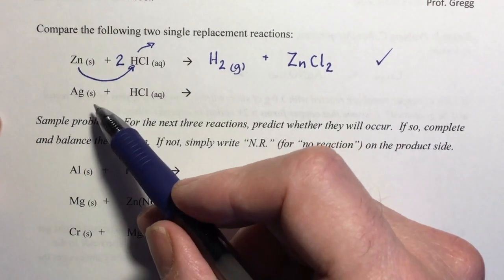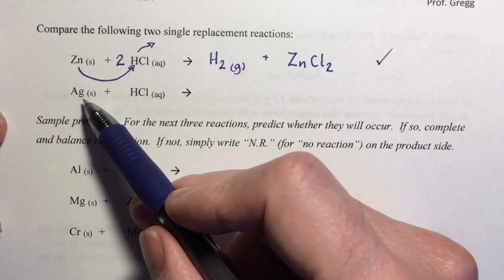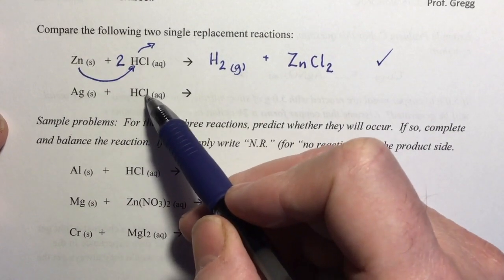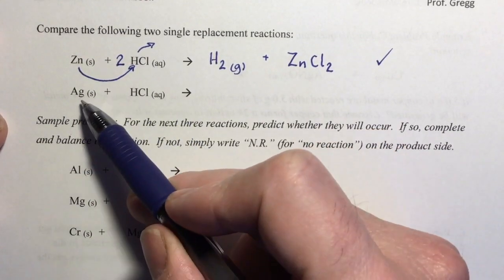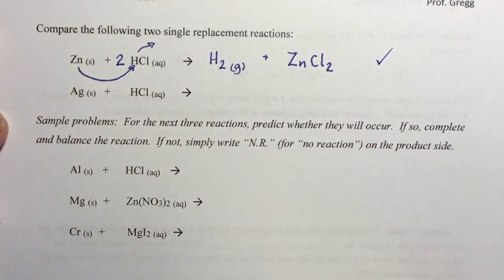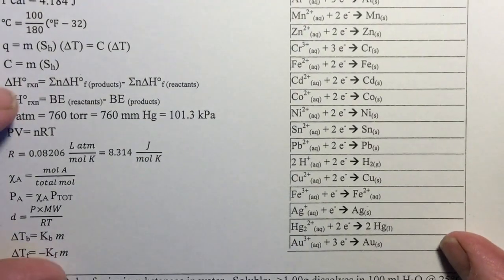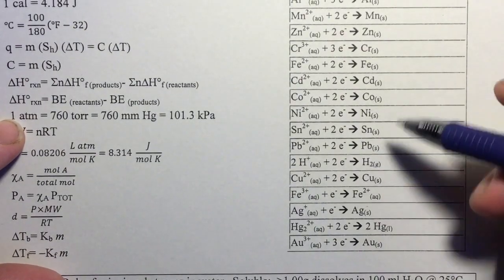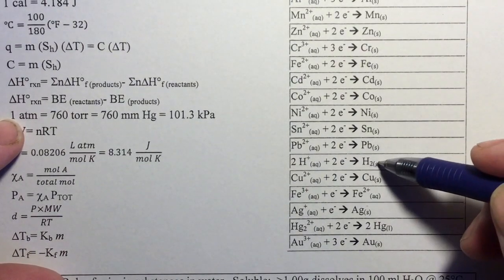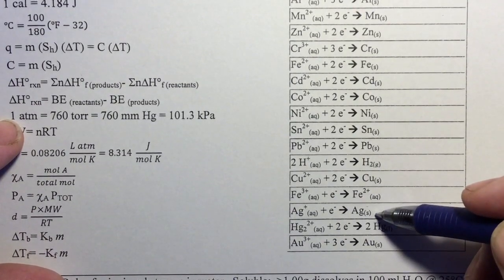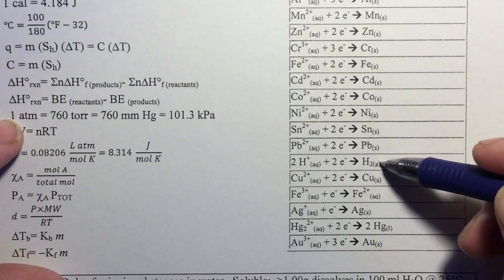Now let's take a look at the other example I've given you. Here I have silver I'm trying to react with hydrochloric acid. So let's compare the activities of silver and hydrogen. So again, if I look at my periodic table, hydrogen is here. Silver is down here though. So silver is less active than hydrogen.